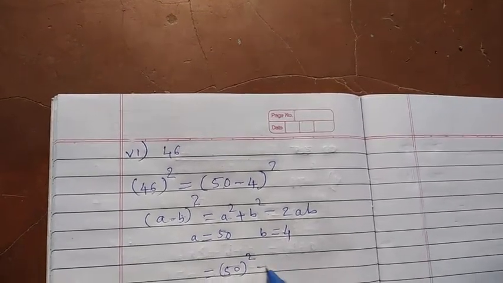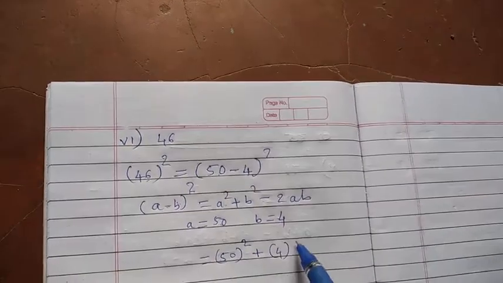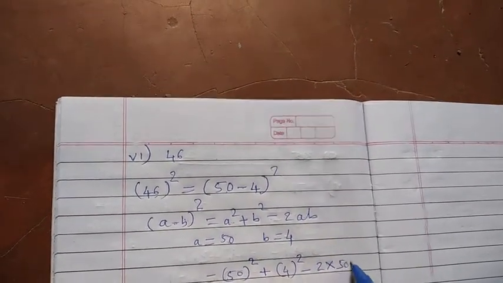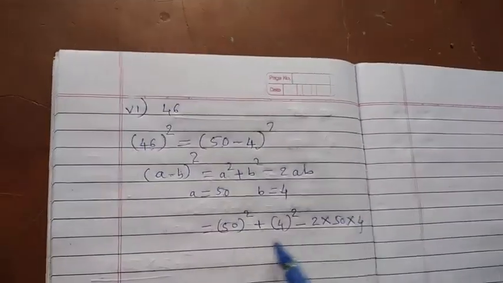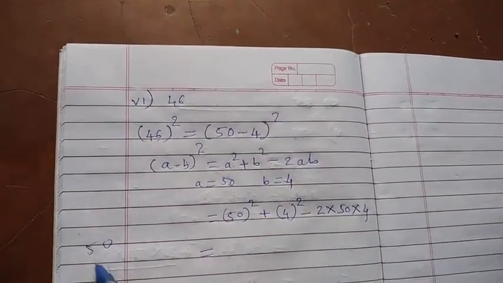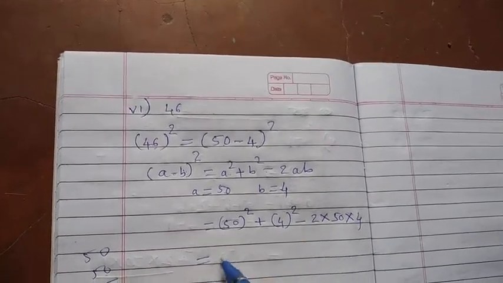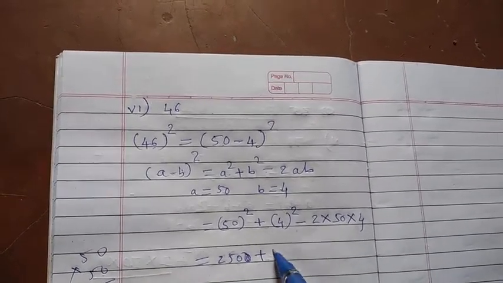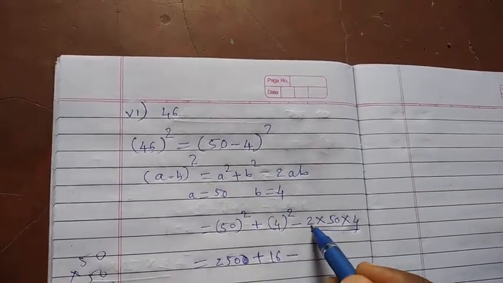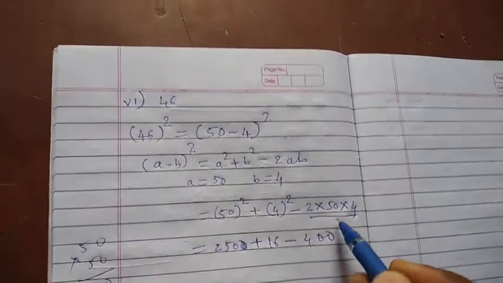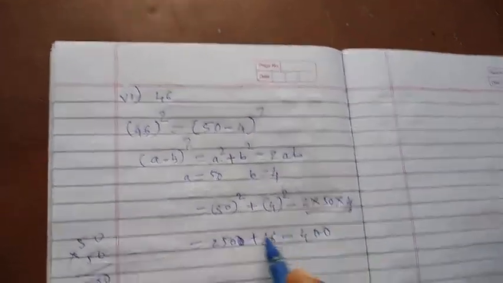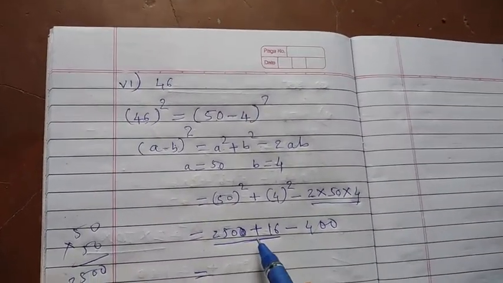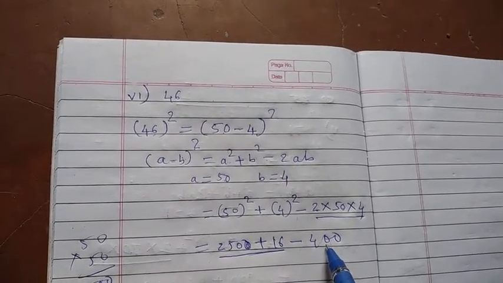So next, a means 50 square, and plus b means 4 square, minus 2 into a, which is 50, and b, which is 4. Understood? Next, simplification: 50 square becomes how much? 2500. Here you have to do the multiplication, and after that 4 square becomes 16, and if you multiply all these, 2 into 50 into 4 becomes 400. And here we have to add both these.